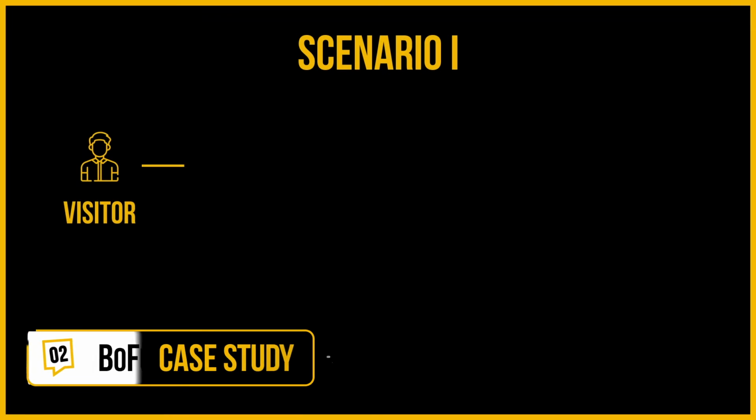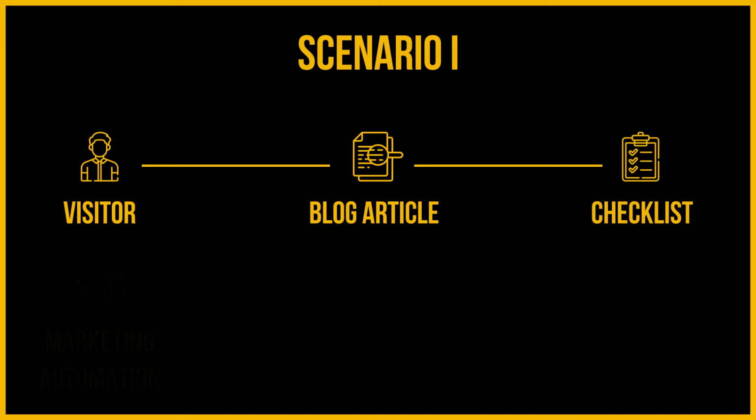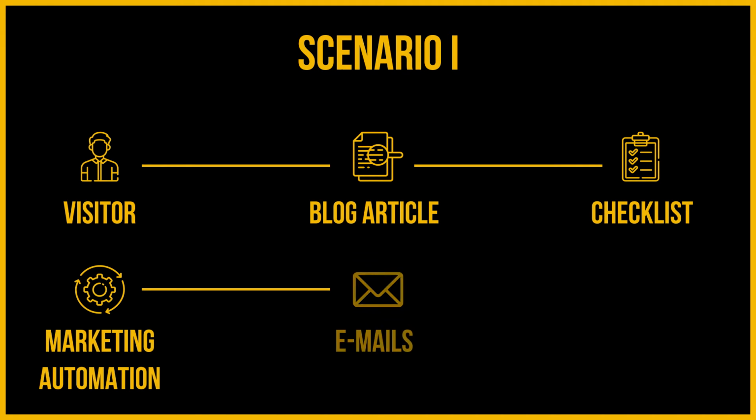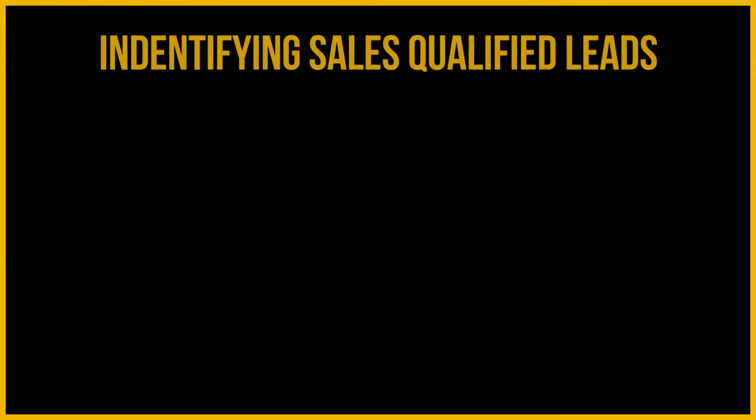How does this work in practice for a typical B2B business? Scenario 1. A visitor reads a blog article in the top of the funnel stage and also goes on to download a checklist. Using marketing automation, we can nurture this lead into a marketing qualified lead by offering engaging content via emails. Using lead scoring, we can identify which leads are marketing qualified. Now, to identify them as sales qualified, a couple of things have to happen.